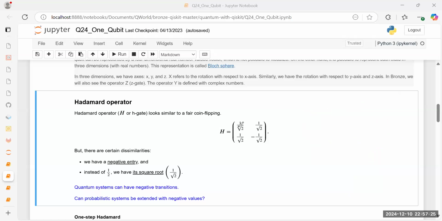Here, instead of 1 over 2, we have 1 over root 2. So we have different values here. And we even have a negative entry here, which is dissimilar from what we saw for our probabilistic operators. For our probabilistic operators, we said we shouldn't have negative entries, and we even said the columns should sum up to 1. But we have something different here.